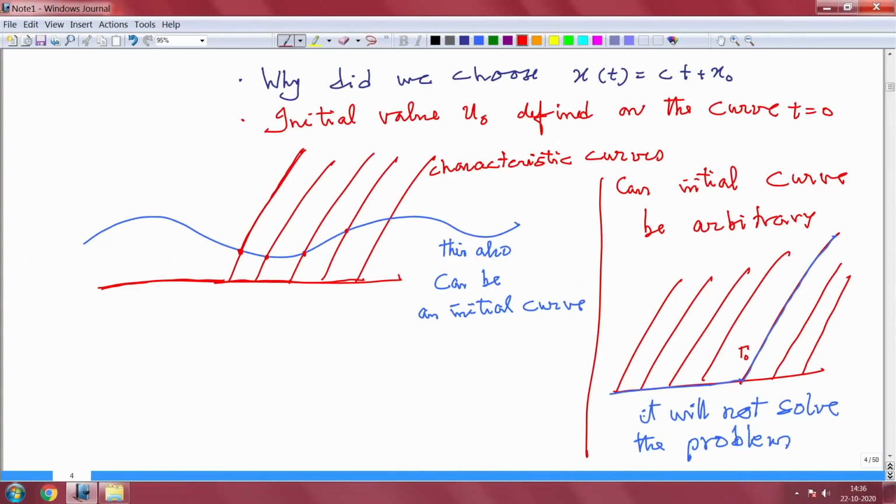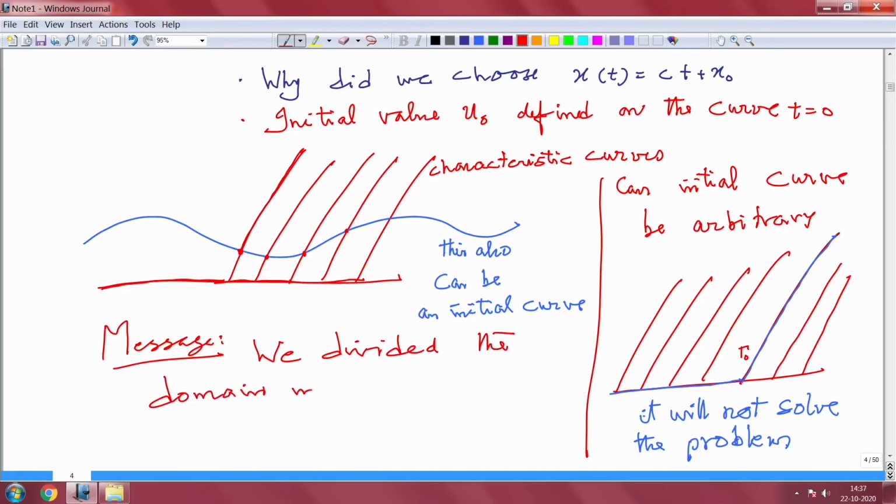So, it is not necessarily that initial values are prescribed on the x axis or something. We are trying to understand these things in a very mathematical way right now. Okay. But then what is the message? The message is that we divided the domain, not really divided, but we divided the domain into characteristic curves. That is the one message, we divided the domain into curves.